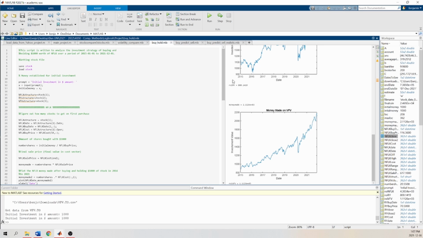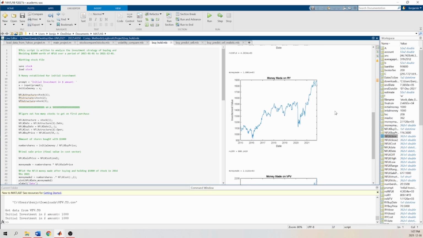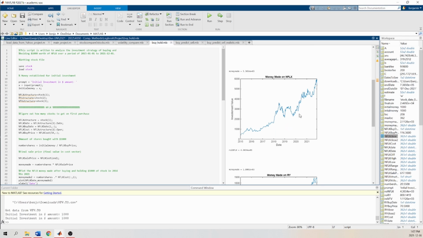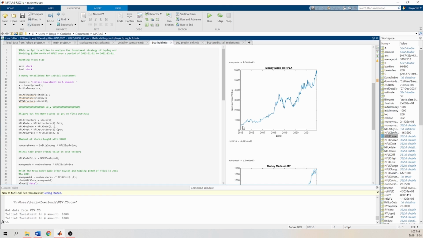And then I just looked at the return on investment, which would basically be the selling price minus the original investment. So we can see here that this is obviously the easiest form of investing. Just buy and hold and watch your stock.